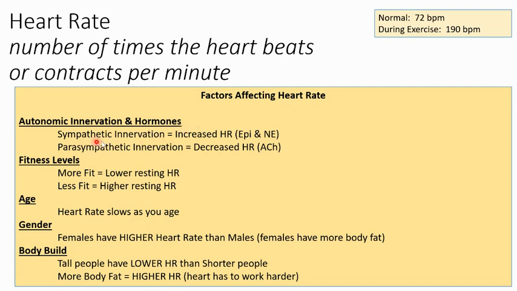So keep in mind, sympathetic innervation is going to increase heart rate. You're going to raise epinephrine and norepinephrine, which means you're going to increase heart rate. And the reverse of that is true. Parasympathetic, decrease heart rate. Now, keep in mind, with parasympathetic innervation, you're dealing with the neurotransmitter acetylcholine. So know your hormones, know your neurotransmitters with parasympathetic division and sympathetic division. A more fit person is going to have a lower resting heart rate. A less fit person is going to have a higher resting heart rate. Think about it this way.